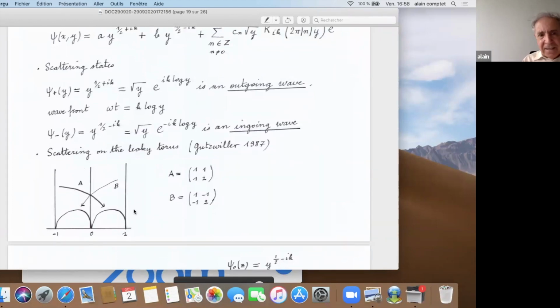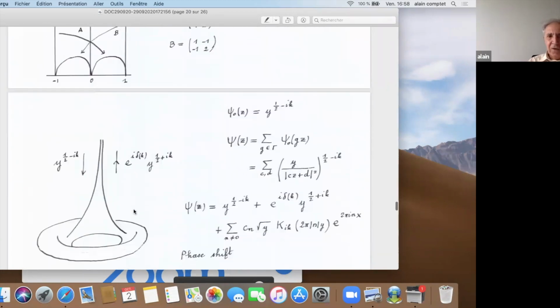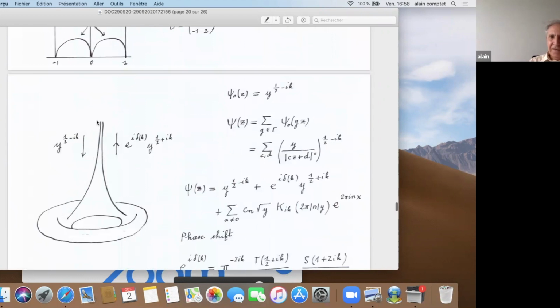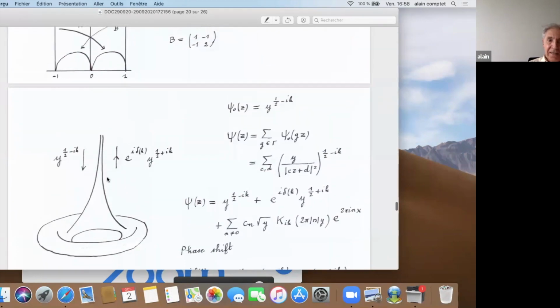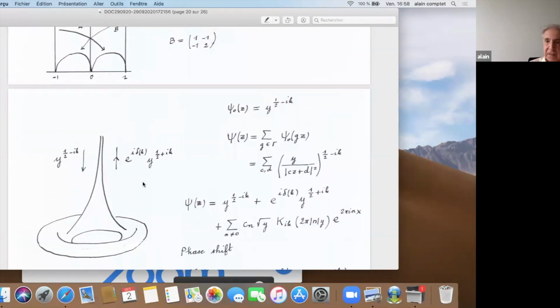So this torus, which was called the leaky torus by Gutzwiller, looks like this. In fact, if you would like to see it in 3D, which is not possible, but topologically it's like that. You have a sort of spike which goes to infinity, and here you have a real torus, and you can set a scattering problem on this torus.